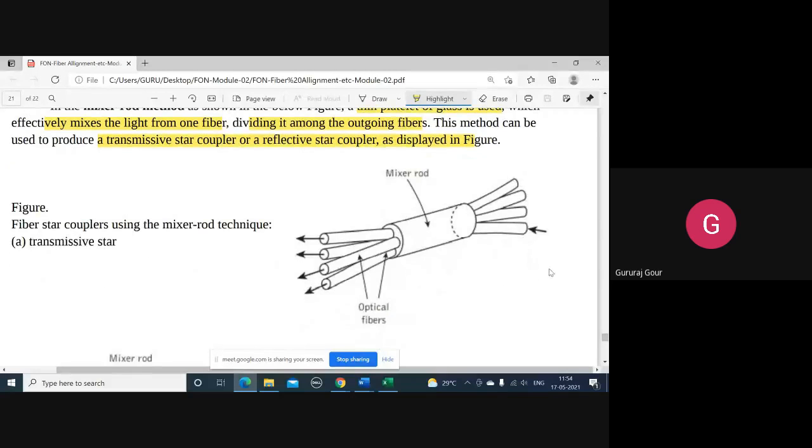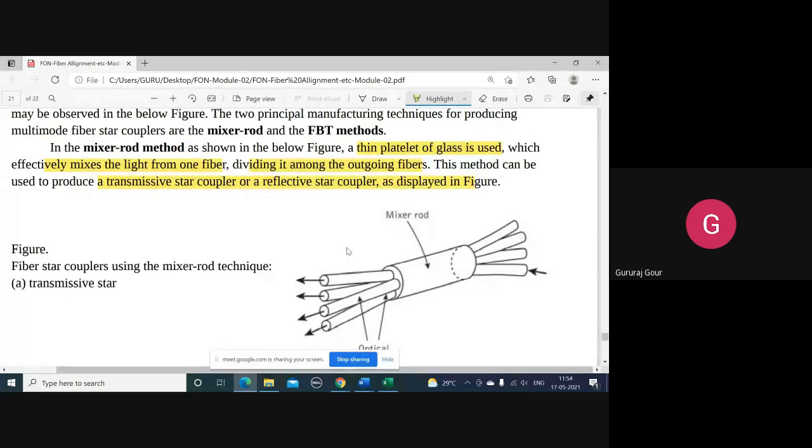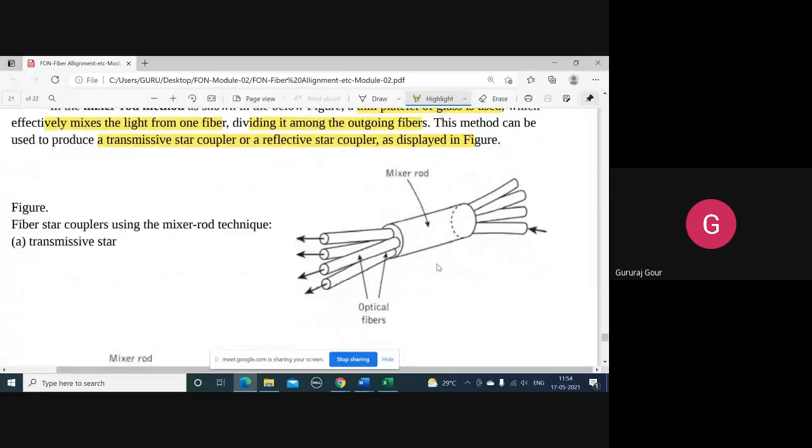You can see here the light, the arrow is visible. It is coming in with one single arrow, one fiber, and it will be split up through different optical fibers. That is dividing it among the outgoing fibers. This method can be used to produce a transmissive star coupler and a reflective star coupler, as shown here.